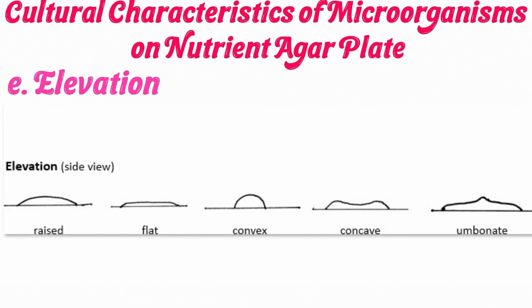Now think that if two colonies have exactly the same shape but different margins, are they considered identical? Answer is no, because margin is an independent identifying characteristic.